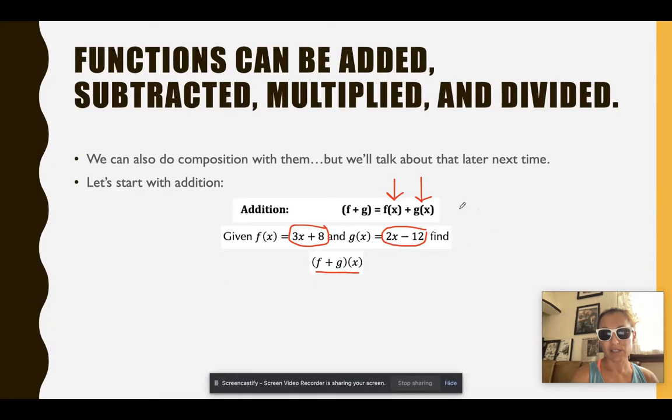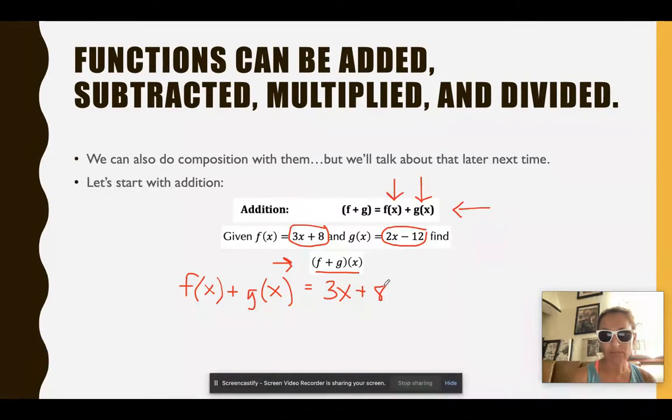Remember, f plus g of x means you're literally going to take the f function just the way that it is and add to it the g function just the way that it is. In this case, that's going to be the f function, 3x plus 8, and then plus the g function, 2x minus 12.